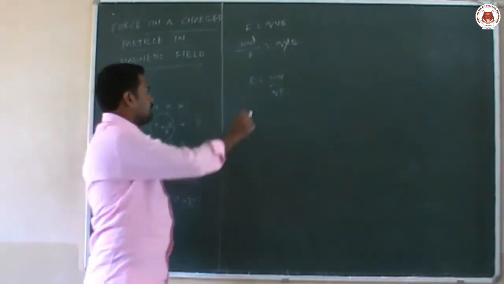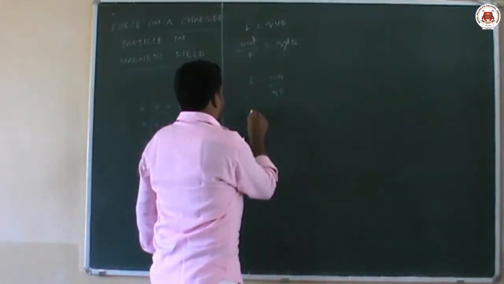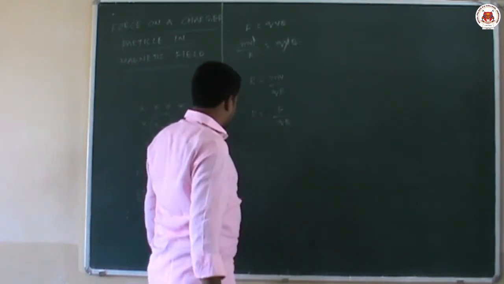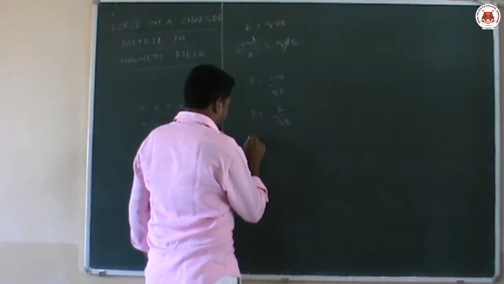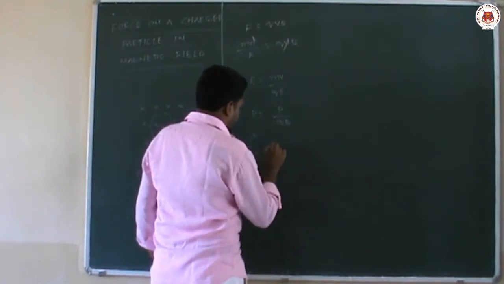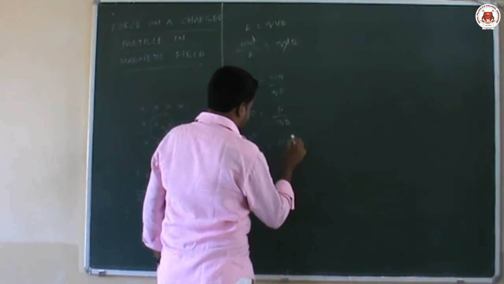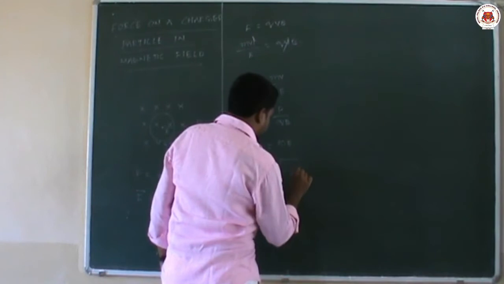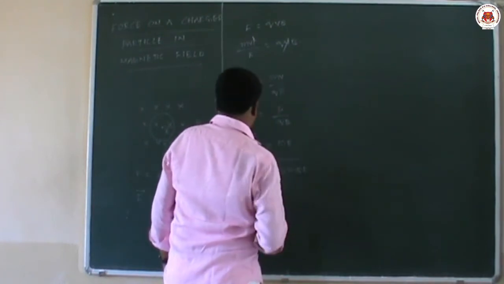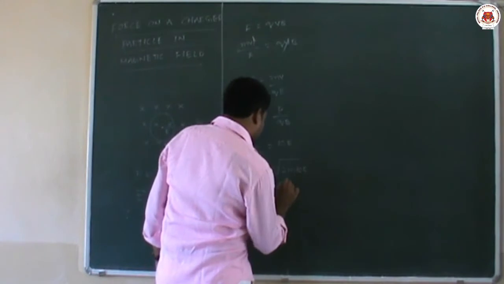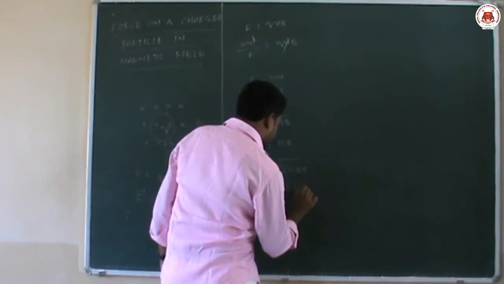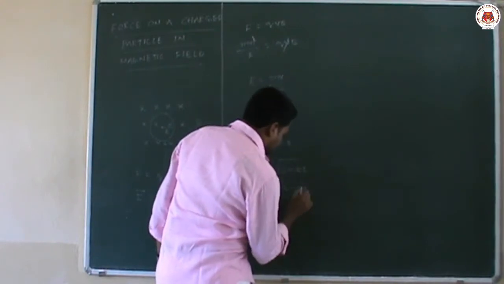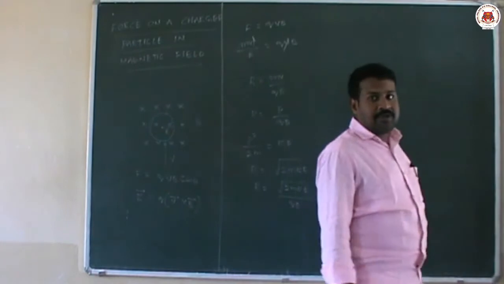This mv is nothing but momentum. Therefore, r is equal to p by qB. By using your first year formula, p square by 2m is equal to kinetic energy. Then p is equal to root of 2mK. Therefore, r is equal to root of 2mK by qB.